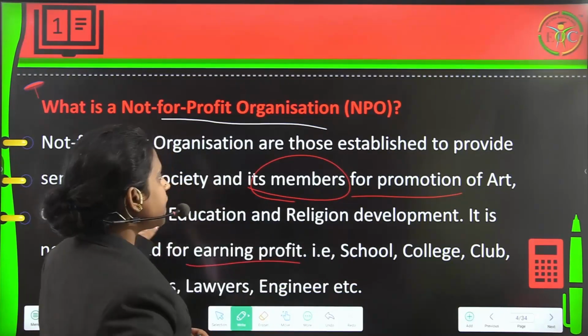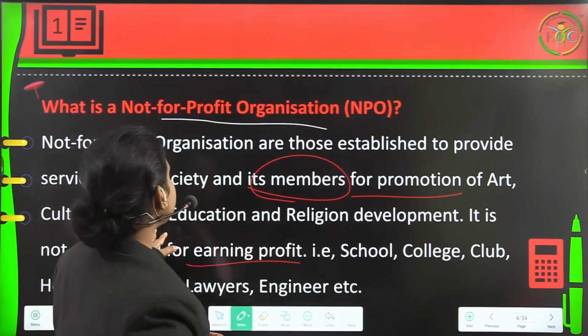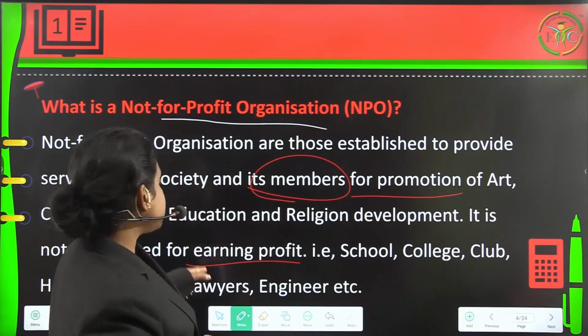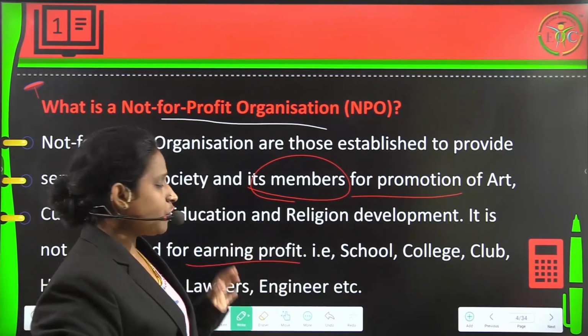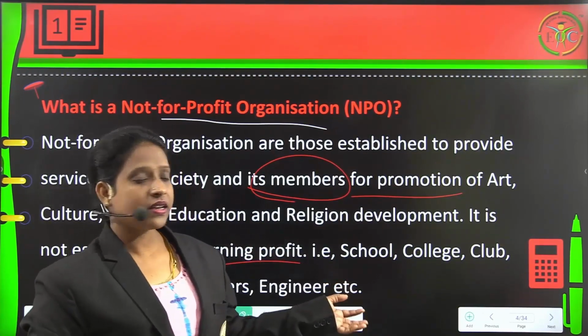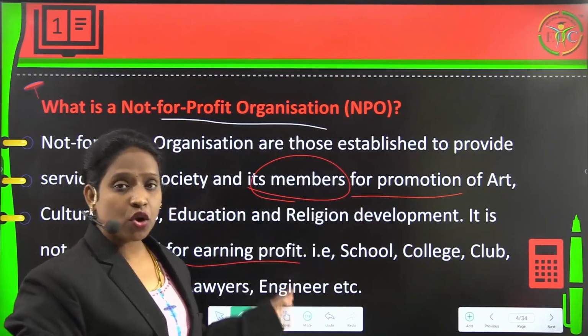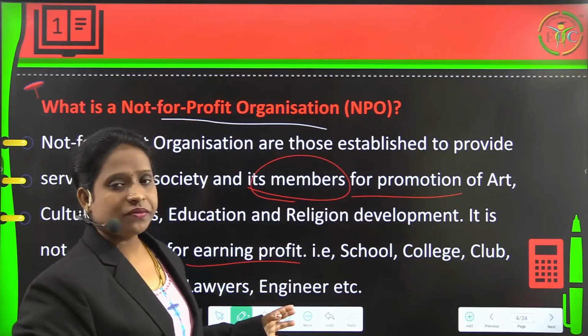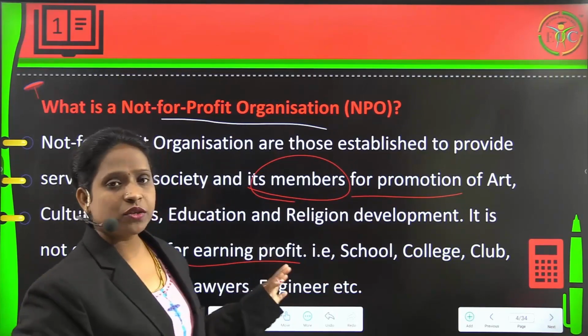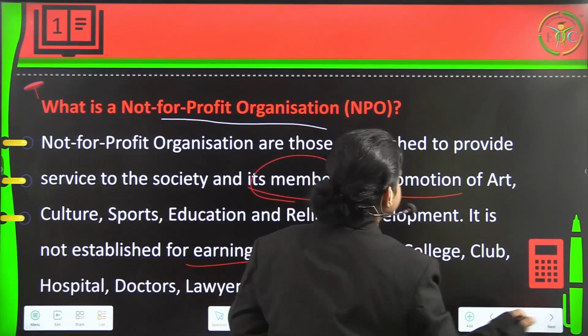So the basic idea that we have to understand when we talk about NPO is that this is established not for earning profit, right? You can take examples of school, college, club, hospital, doctors, lawyers, engineers. So all these sectors are going to provide services to the public, right?